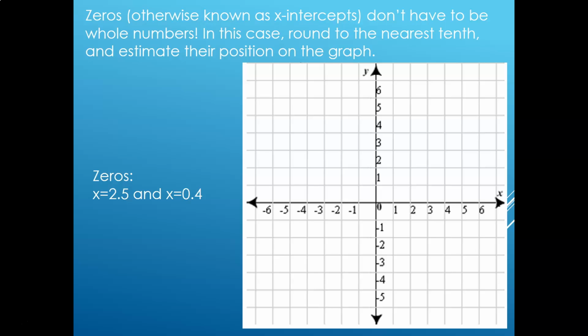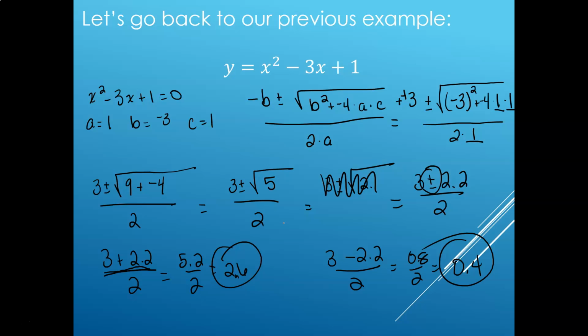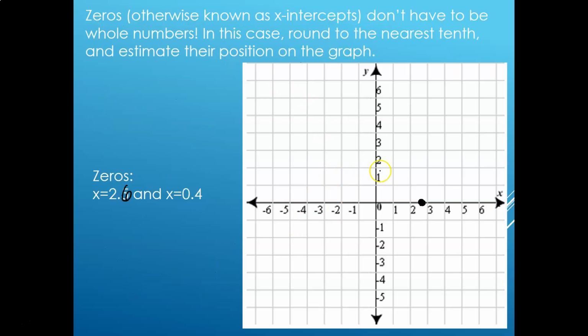Let's make sure we understand what their position on the graph would look like. We got 2.6 and 0.4. 2.6 is about halfway in between 2 and 3, so we put a dot there. And 0.4, which we got from our second answer there, is in between 0 and 1. And so what that means is my parabola maybe looks something like this, or it could go the other way. Okay, it cuts through those x-intercepts in some way. We're going to learn more about graphing later on.